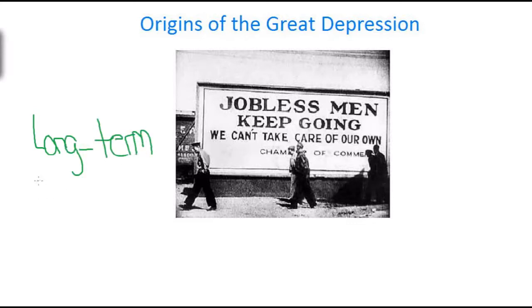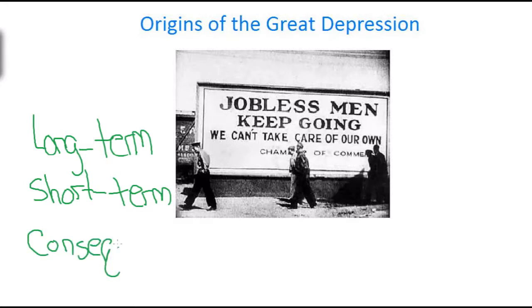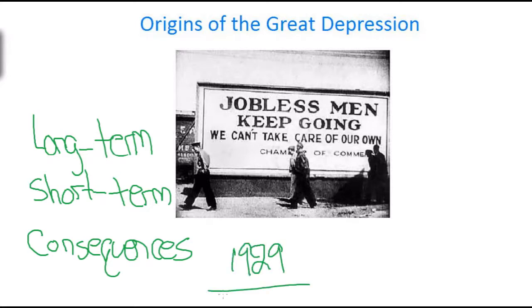We're also going to discuss some of the short-term causes of the Depression, and we're going to look at the long-term consequences of the Depression and what happened as a result of this economic collapse that begins in the year 1929 and continues really through the end of the 1930s.